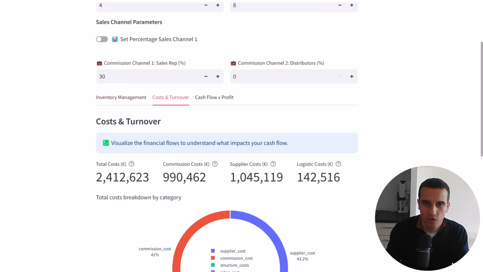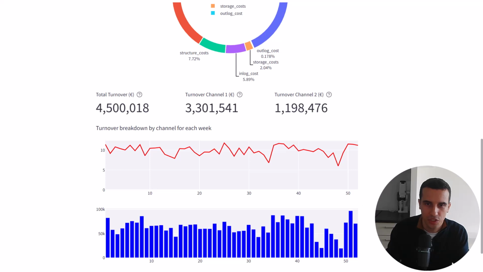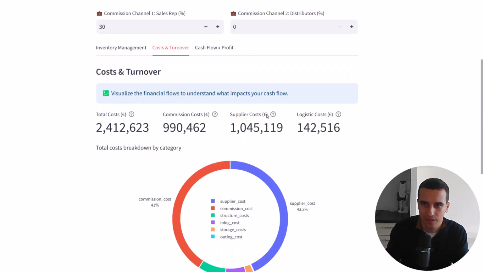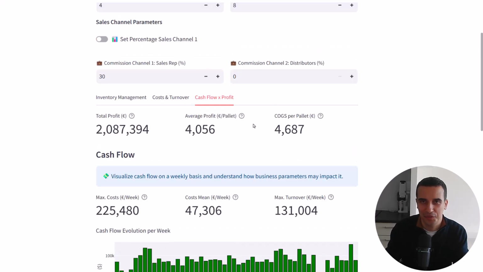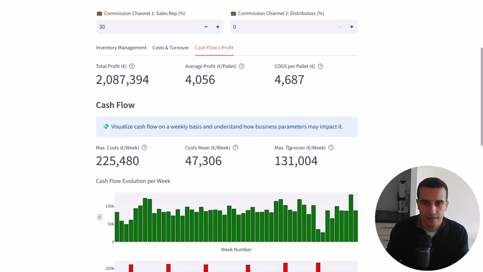The second one, you have the cost and the turnover, which is quite interesting. Here, the most interesting thing is the logistic cost that we look at. But in the last one, you have a kind of executive summary, where you have the profit, the average profit per pallet, this one KPI that we are going to look at, and the cost of goods sold per pallet.